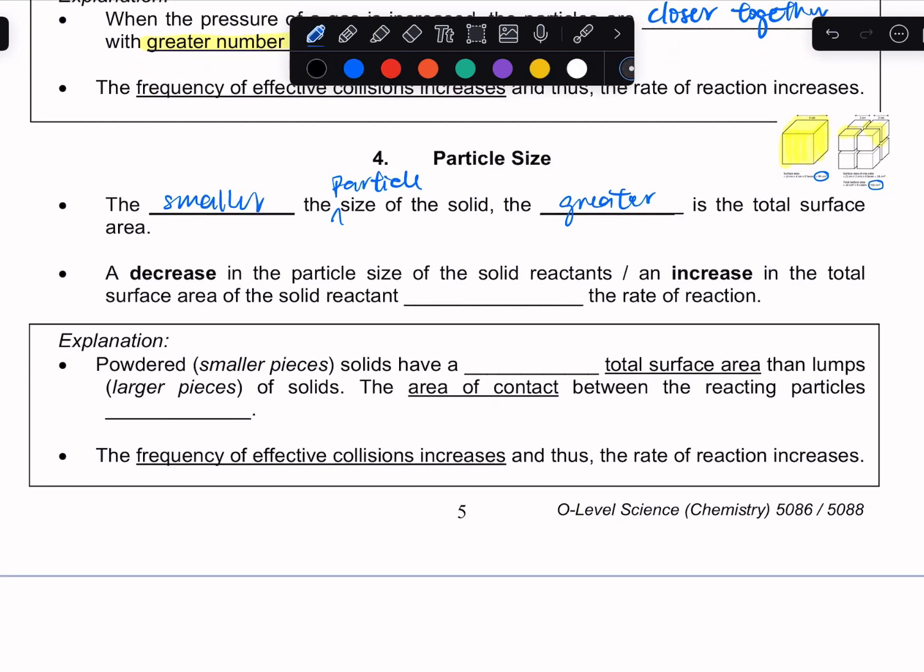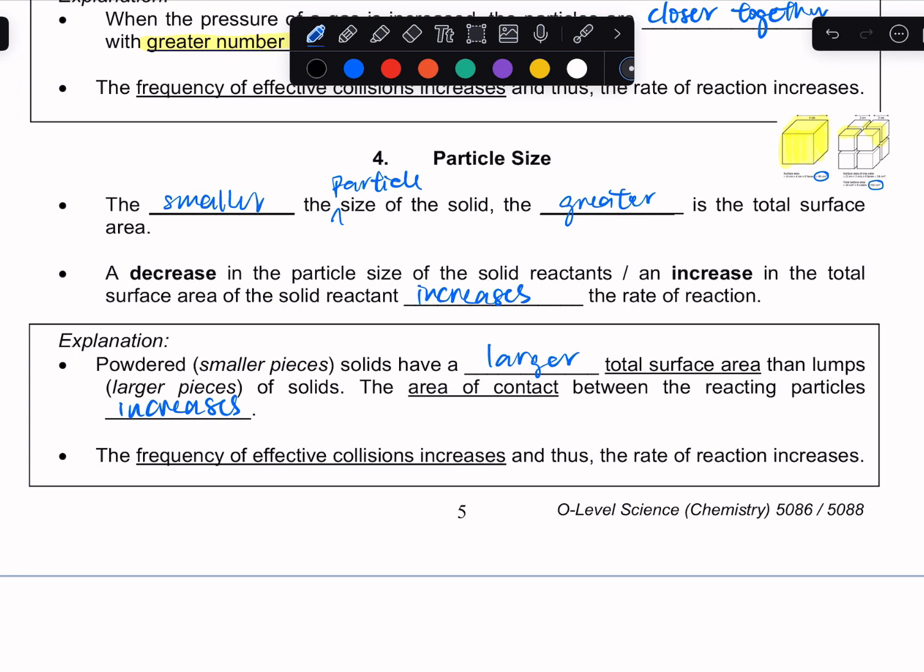Okay, so a decrease in particle size or an increase in the total surface area of the solid reactant increases the rate of reaction. Why? Smaller solids have a larger total surface area than lumps of solid. Okay, this is assuming they have the same total volume. The area of contact between the reacting particles will increase. The frequency of effective collision increases, and hence the rate of reaction increases.